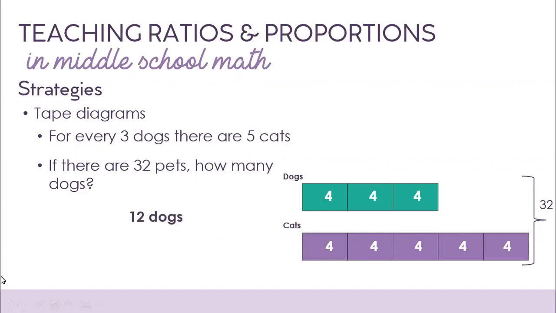And we can even look at that multiplicative relationship. We can look at our original 3 dogs, multiply it by 4 to get 12. Our original 5 cats, multiply it by 4 to get 20, and reinforce that multiplication idea that way.